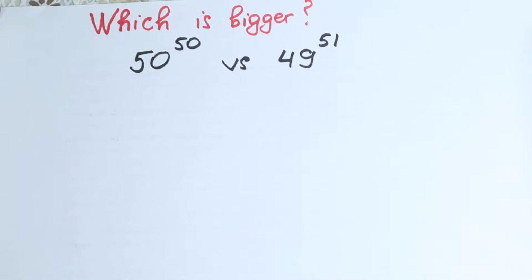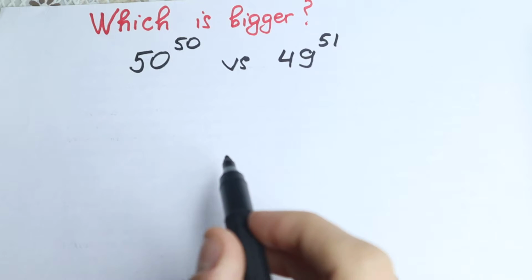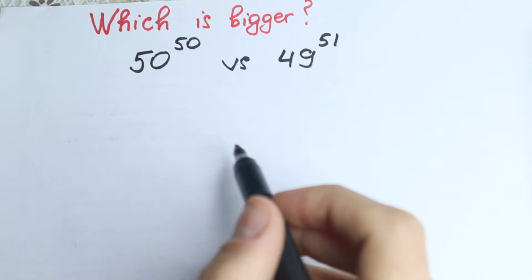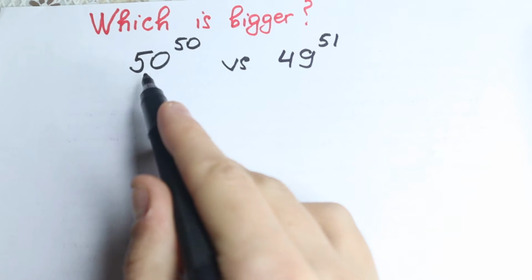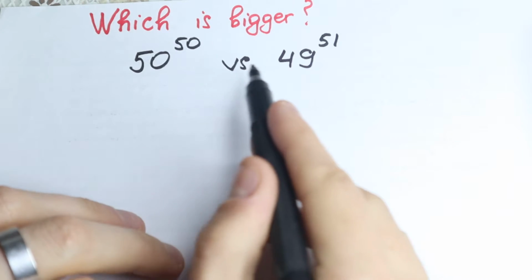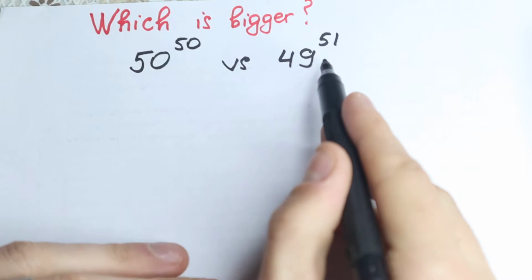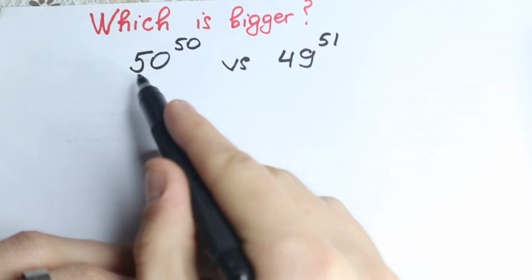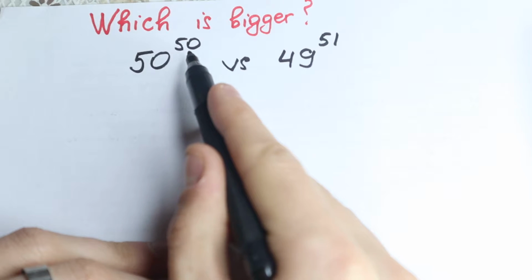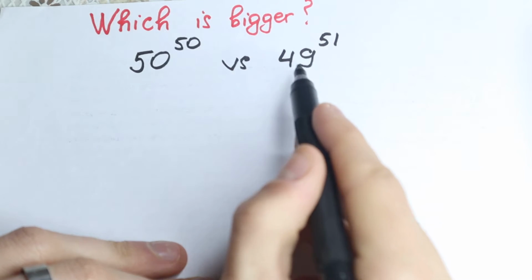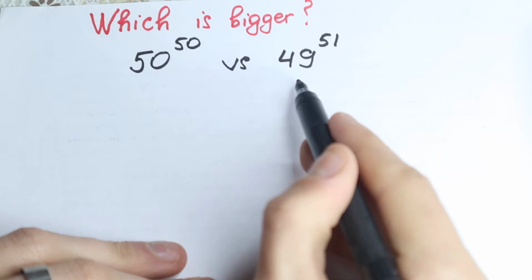In this video we are going to solve this really interesting, I would say relaxing and great algebra question. We need to compare these two numbers. On the left hand side we have 50 to the power 50, on the right hand side 49 to the power 51. Our left number has the same base and same exponent, but our right number has a different base and a different exponent.